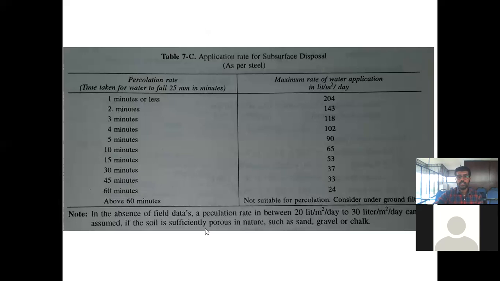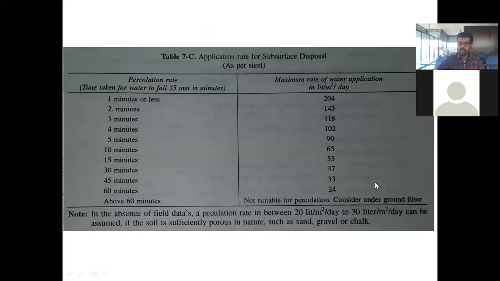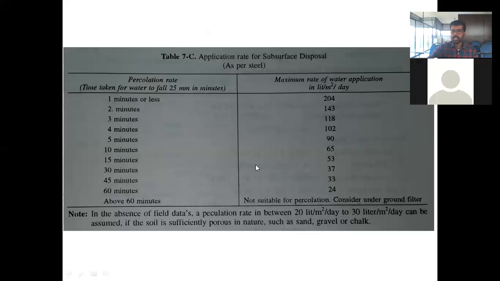Okay, and if the water level took more than 1 hour to come down 25 mm, it is not suitable for percolation. You have to consider an underground filter, or use another method like a dispersion trench or something like that, which means that it is not suitable for percolation because it is not percolating. Even 25 mm is not percolating.